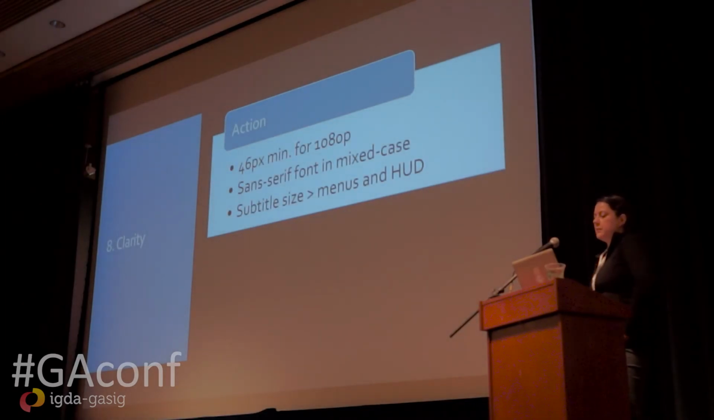Subtitles need to be clearly visible when they're on screen. The minimum recommended size for 1080p display is 46 pixels. The font should be written in mixed case using a sans serif font. Avoid using all caps unless for specific emphasis. If your game font is highly stylized, you should consider using a simpler font for subtitles or offer that as an option in your game.